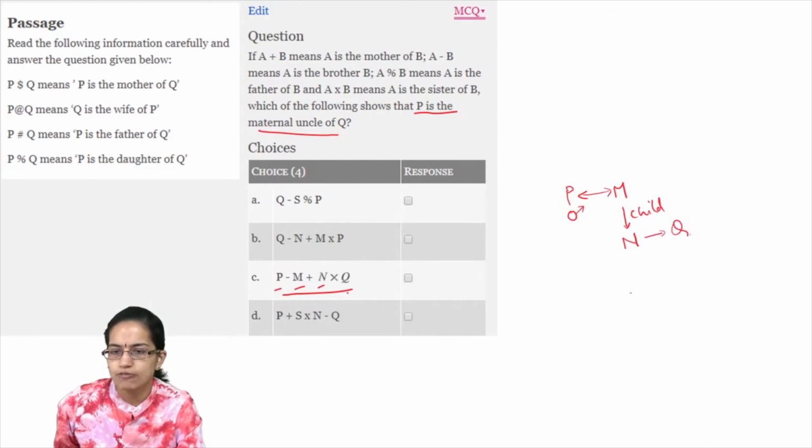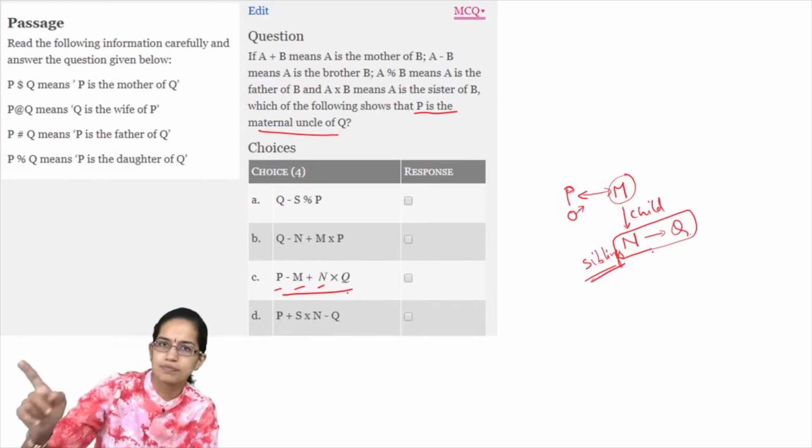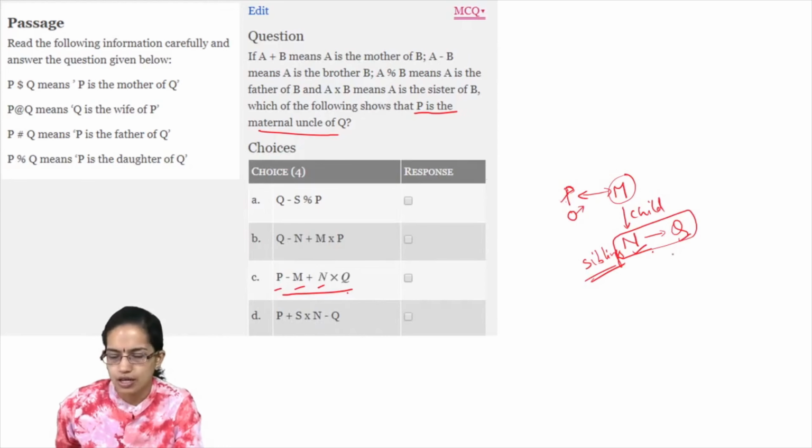N is the sister of Q. So N and Q are brothers and sisters, siblings we could say. So these are siblings, and the mother of the siblings is M, and the brother of M is P. So that is mother's brother. Now P would be maternal uncle for N, and P would also be maternal uncle for Q. Both of them are correct answers.